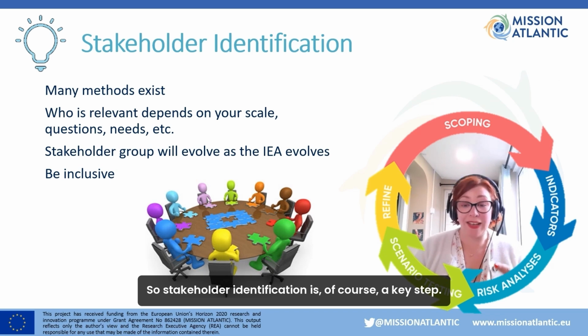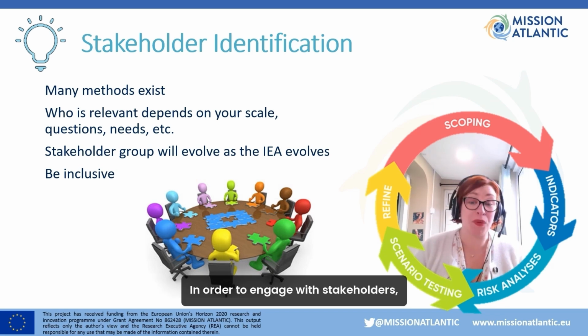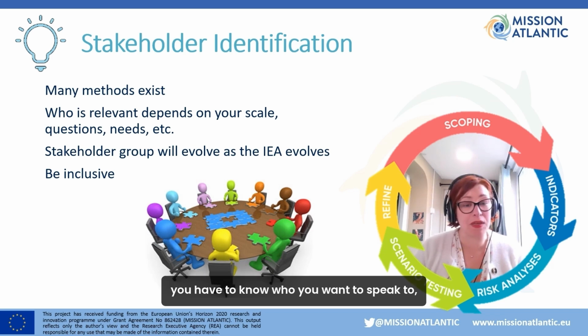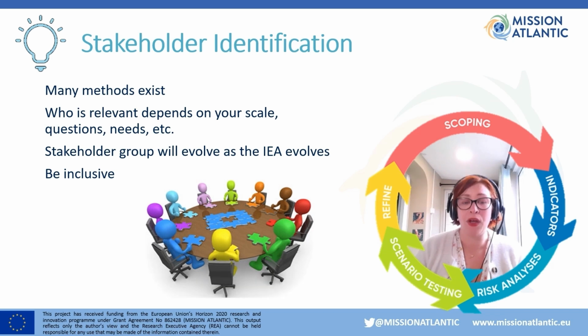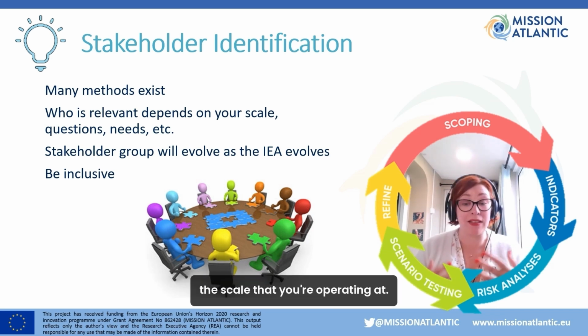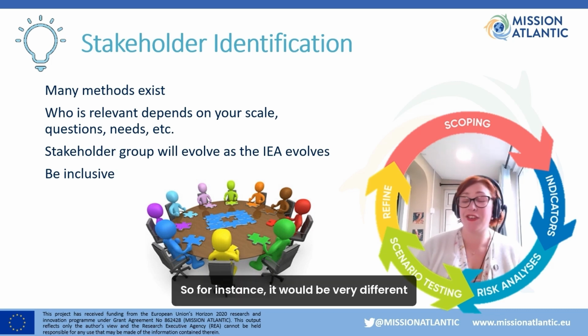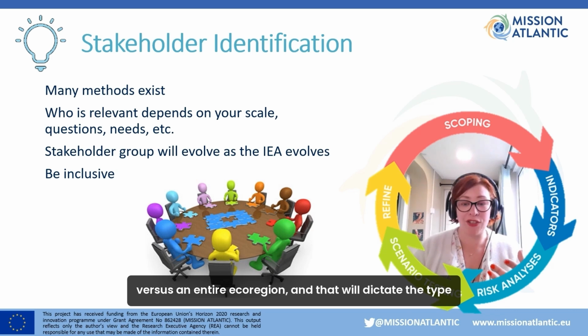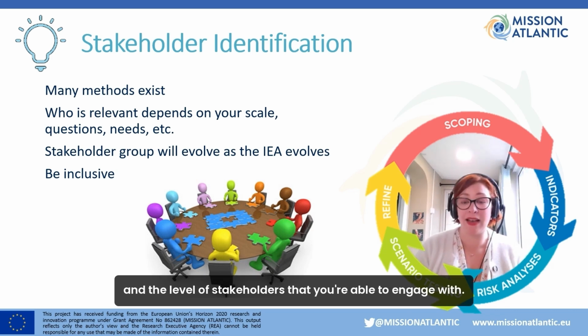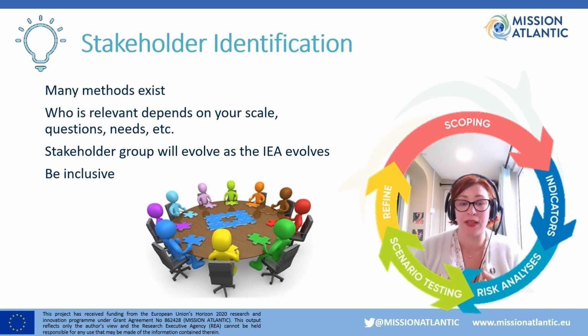So stakeholder identification is of course a key step. In order to engage with stakeholders, you have to know who you want to speak to. There are many methods that exist for doing this, and we won't review them now. But who is relevant will depend on the scale that you're operating at. For instance, it would be very different if you're looking at a small bay versus an entire ecoregion, and that will dictate the type and the level of stakeholders that you're able to engage with.